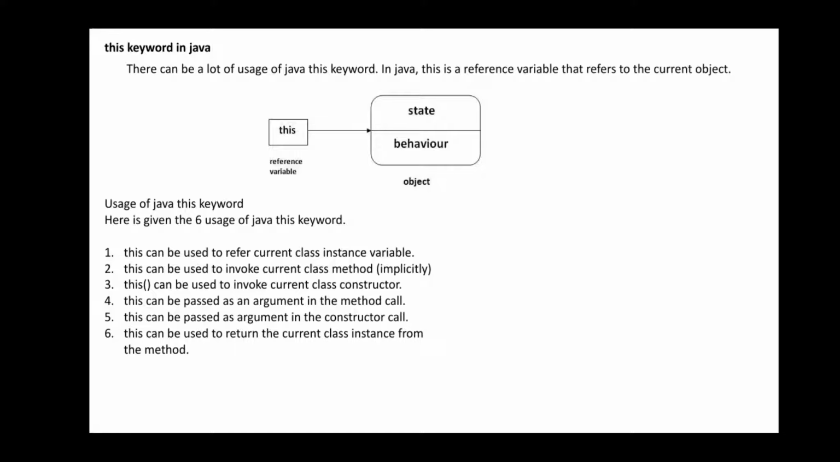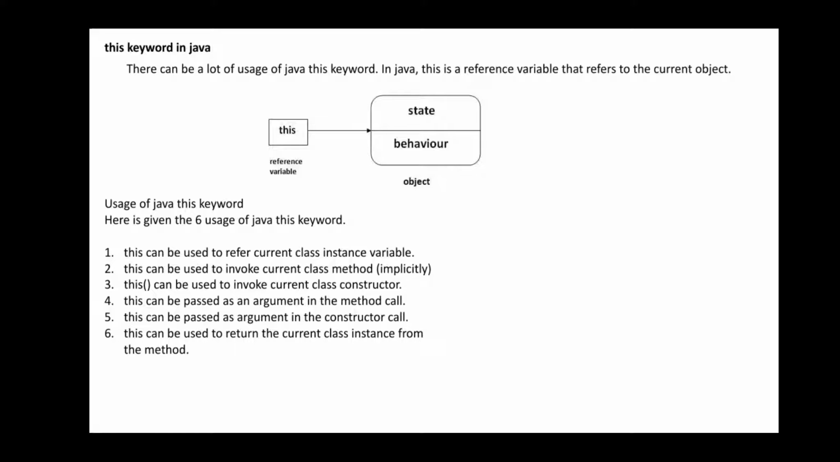This can be used to invoke the current class constructor. How are you going to define the constructor? Constructors are defined with the class name, no? Instead of using the class name, if you write this statement directly where you want to execute that particular class's objects outside of the class, at that time you can define it with this, opening brace and closing brace. This can be passed as an argument in the method call, constructor call, as well as an instance of the method.